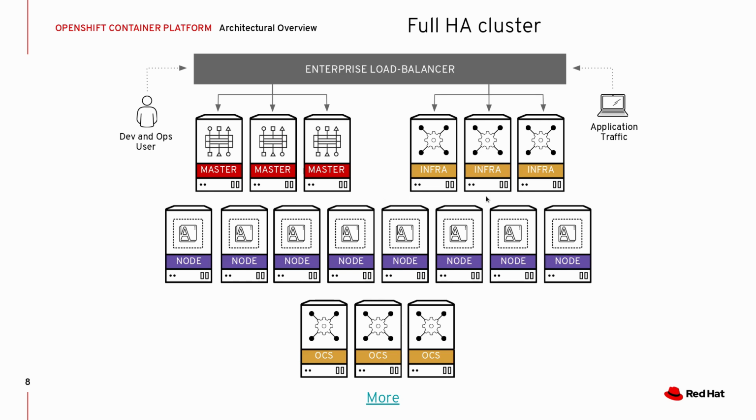Also, you can split your workers into separate groups. So the infra nodes are the workers where OpenShift infrastructure components are deployed. Those I mentioned on the previous slide. So you can deploy a dedicated worker node just to host those infrastructure components, and then your application nodes, as many nodes as you need.